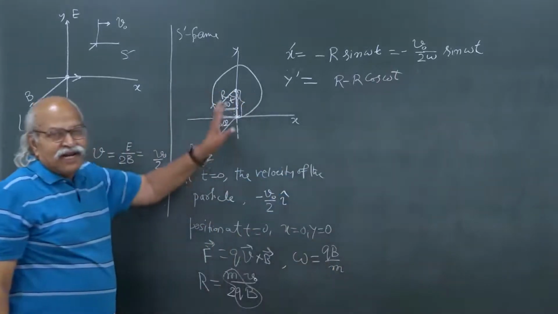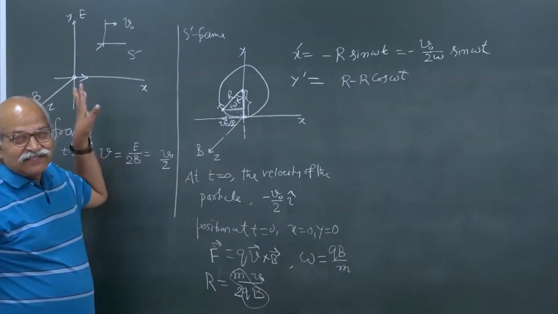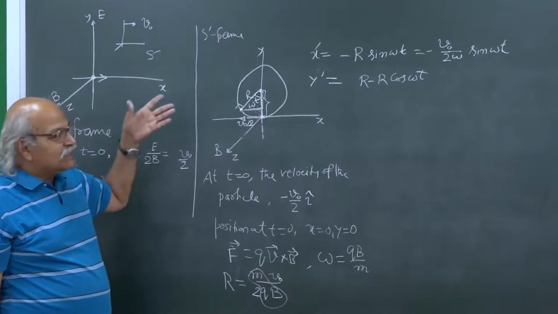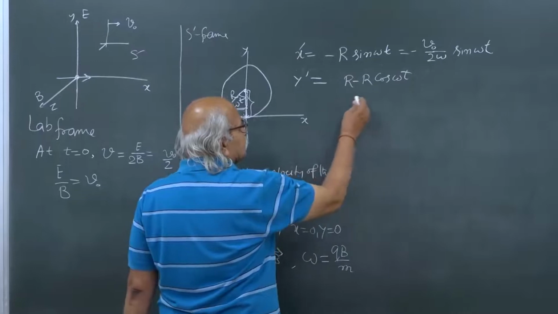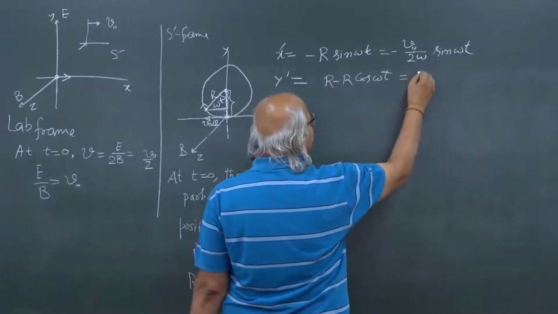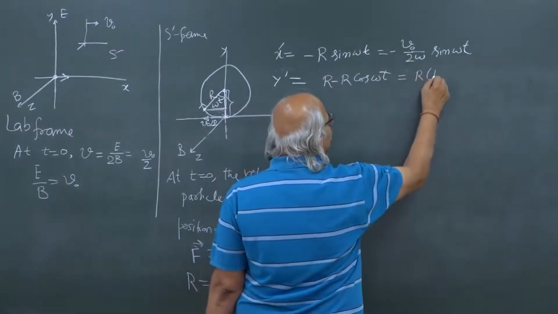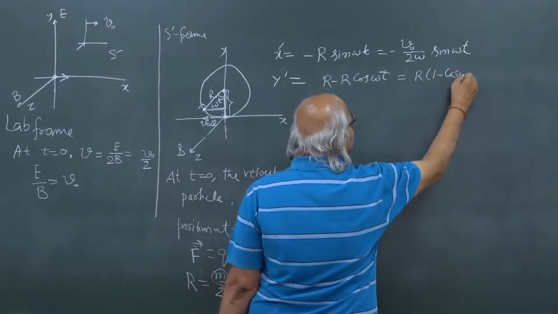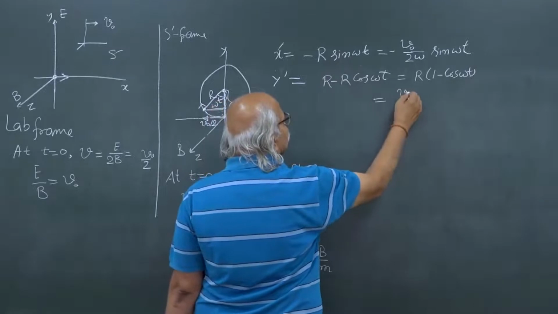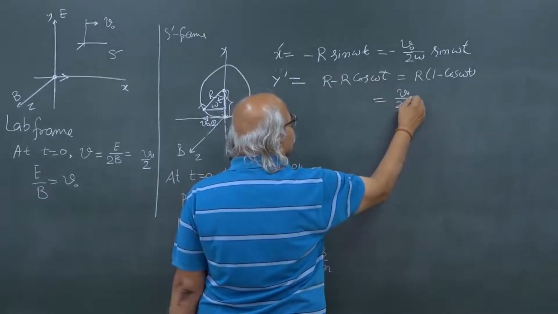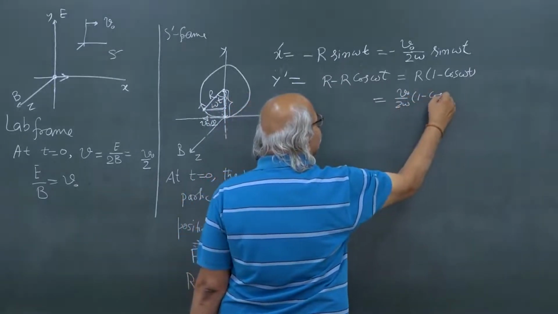The same thing that we had done in the previous case where the particle was released from rest, we did very similar algebra. So, this is equal to r common, 1 minus cos omega t, and r as we did here is v naught by 2 omega, and 1 minus cos omega t.